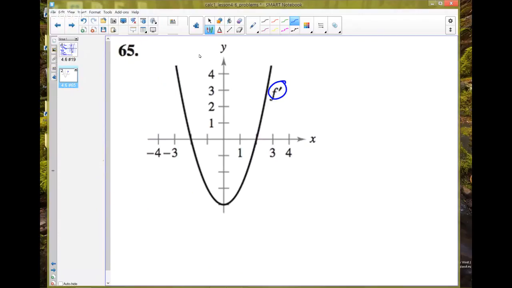So the first thing I'm interested in is, when is f prime 0? And that would be right here and right here. So in other words, the critical points are at -2 and 2, because that's when the first derivative is 0. Okay.